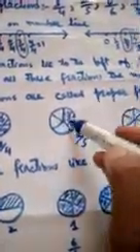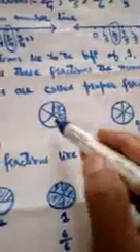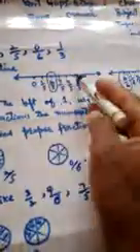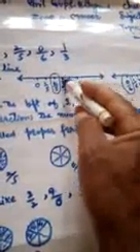Here we have an apple divided into 5 equal parts. 2 of these 5 equal parts indicate 2 by 5. And same is here, 1 apple from this to this divided into 5 equal parts, and 2 of these parts, this part and this part, indicate the fraction 2 by 5.